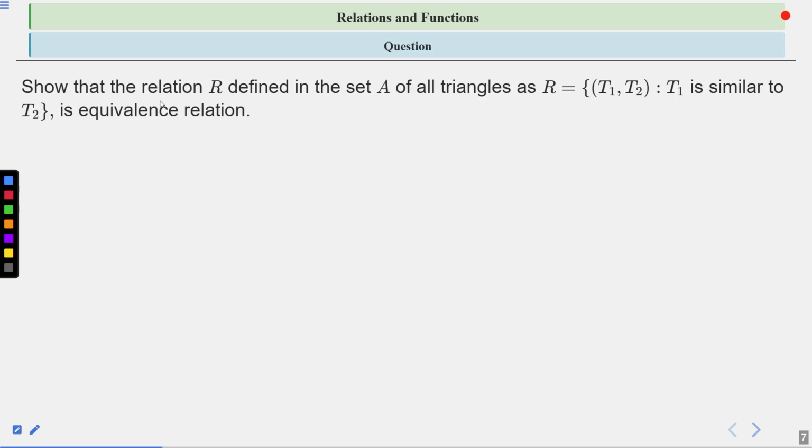This question. Show that the given R defined in the set A of all triangles, where R is defined as the collection of all pairs (T1, T2) such that T1 is similar to T2, is an equivalence relation. You'll have some seconds to try this problem. Then afterwards we will move on to the solution slide. So your time starts now.